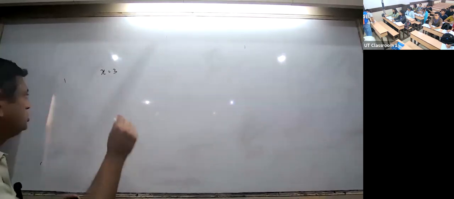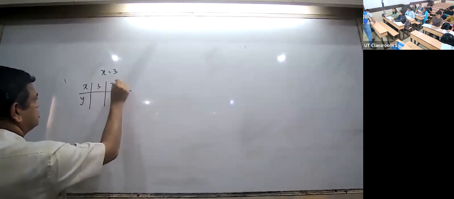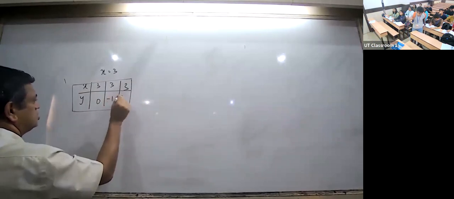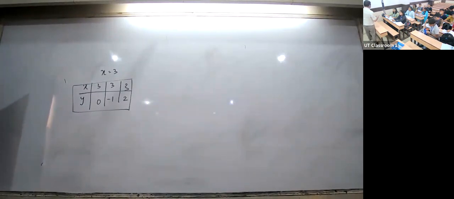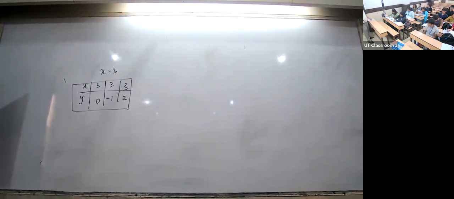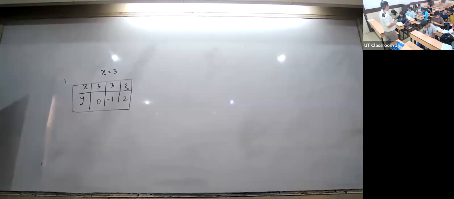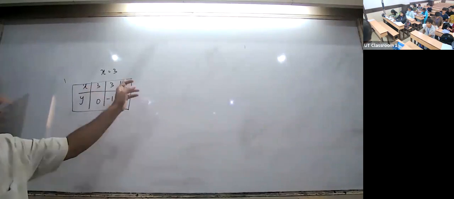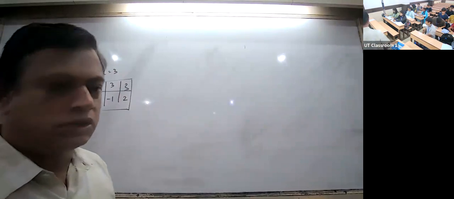So how to make the table? No need for any calculations. You put x value as 3. Y value you can put any number: 0, -1, 2, anything you put. Understood or not? Then draw the graph, and you will see that the line will be parallel to the y-axis. When x is equal to any number, x value will remain the same, y value will keep on changing. That is your wish. Plot the points and draw the graph.